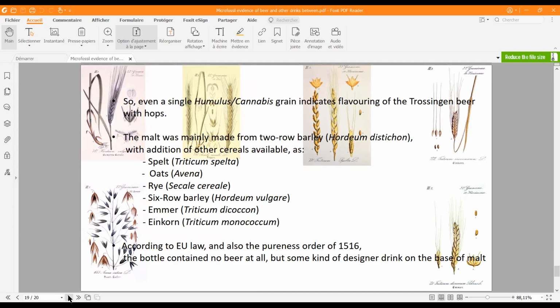Okay, therefore, I think only this single grain of hop is proof for using this plant for flavoring beer. And the other cereals which they used apart from barley were spelt, oats, rye, six-row barley, emmer, and einkorn.